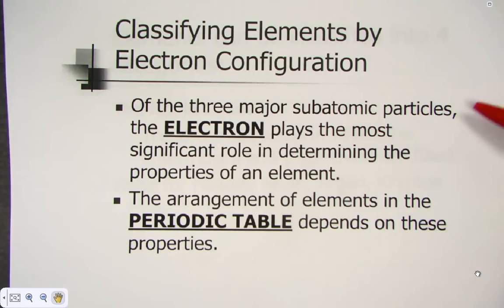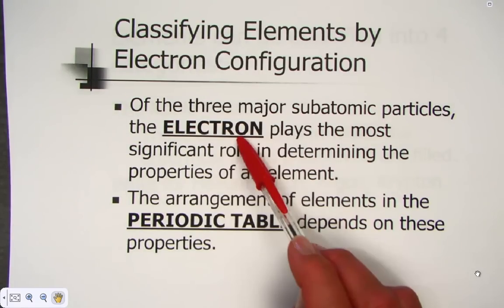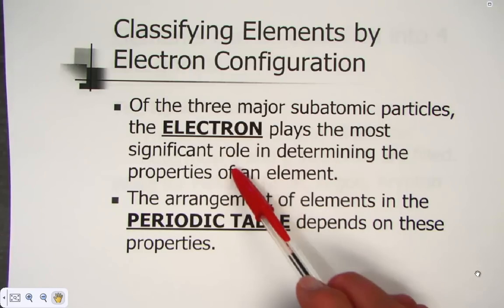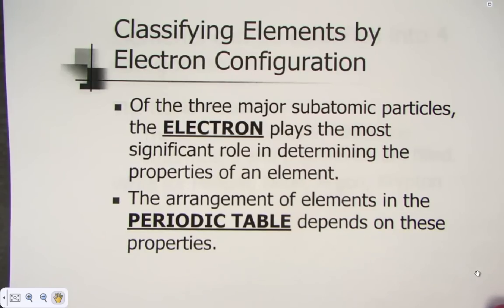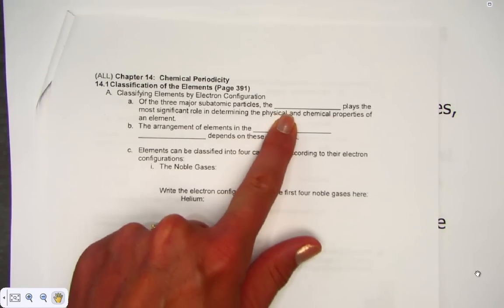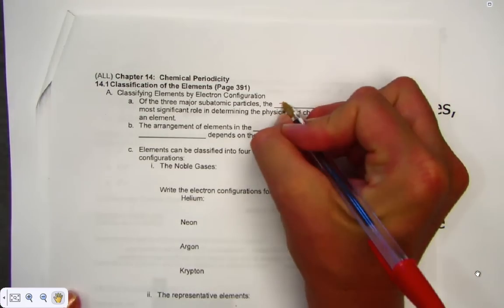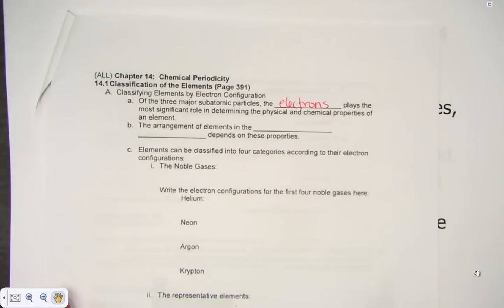So out of all the subatomic particles, the protons, the neutrons, the electrons, it's the electron that plays the most significant role in determining the properties of an element. It's the electron that gives an element its chemical properties. The arrangement of these elements on our periodic table depends upon these properties. So in our note pack, we have just taken the time to fill in our blank. Of the 3 major subatomic particles, the electrons play the most significant role in the field of chemistry.